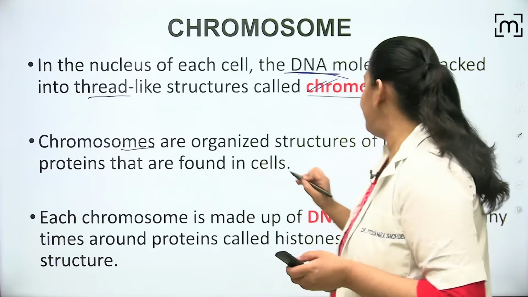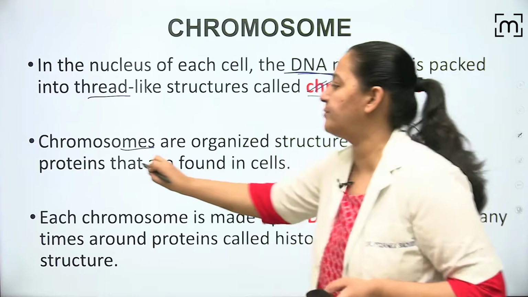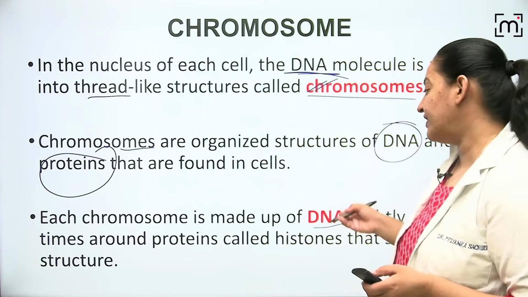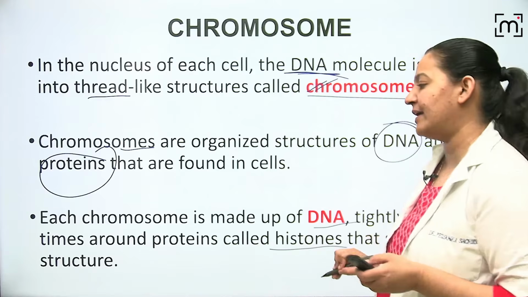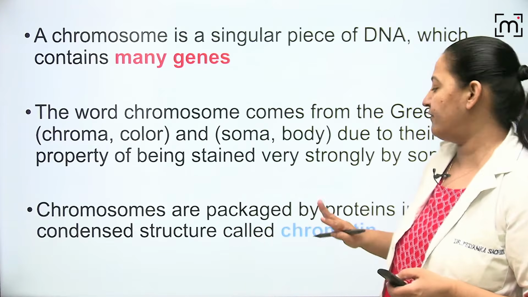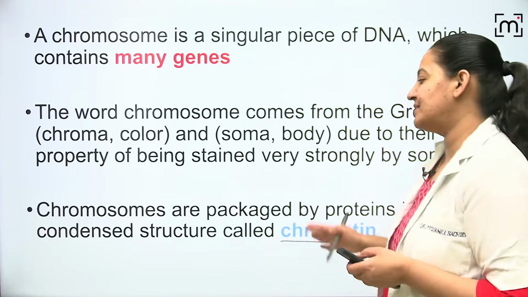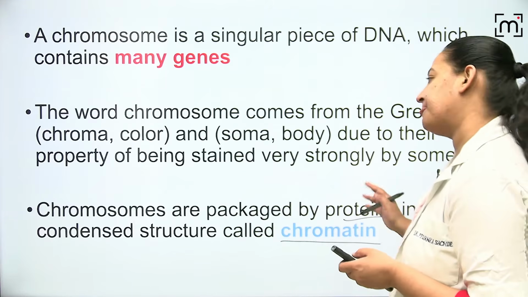Chromosomes are basically DNA along with protein. Which protein? Name the protein. So DNA along with histone protein. The name of the protein is histone. So DNA along with histone protein, the chromosome is known as chromatin. So chromatin is the chromosome packed along with proteins.